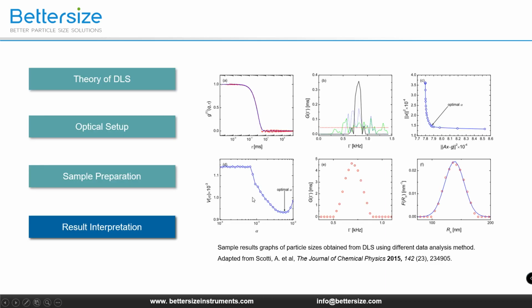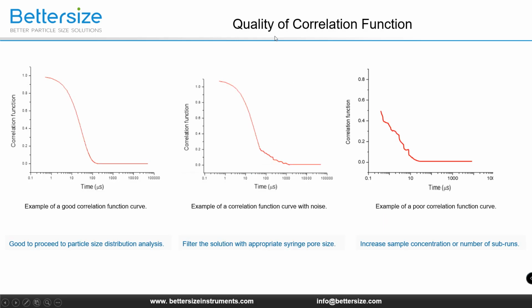The last part is the DLS results interpretation. Interpreting results can aid us in evaluating the quality of the particle size test and also obtain information about the particle size distribution. The quality of the correlation function should be checked before proceeding to the particle size analysis, since it directly relates to the accuracy of the particle size result. The overall shape of the correlation function could well indicate its quality.